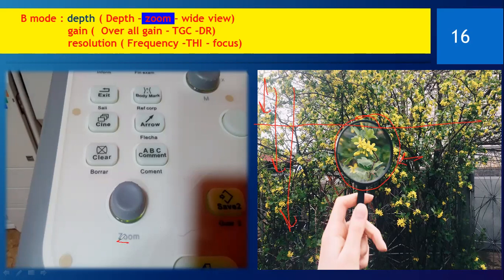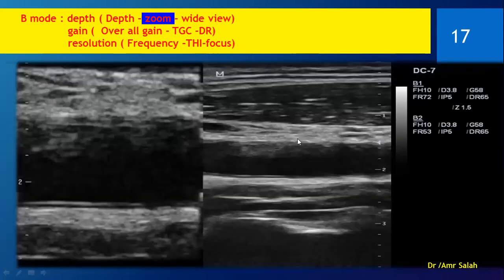Now, how can we do this? Usually the zoom has a separate knob or button. Here it is a rotatory knob where you can move right or left and choose the area of interest you want to zoom in on. Let's see how this can be applied on our real ultrasound images. Okay, let's look here. What do we have here? This is a picture of the carotid again.